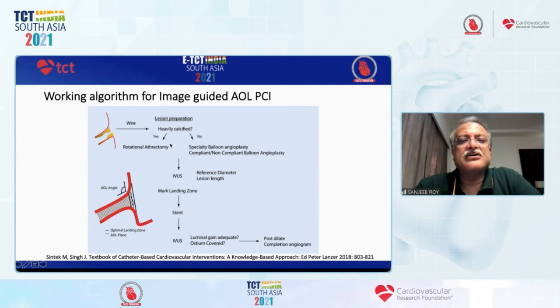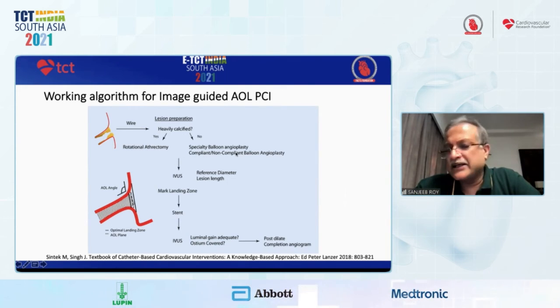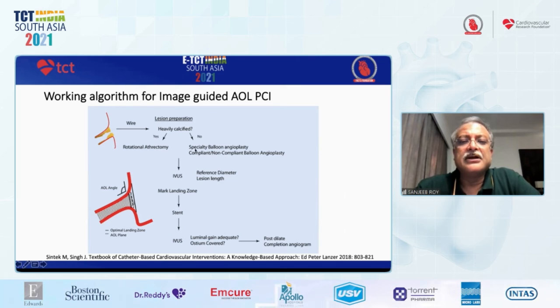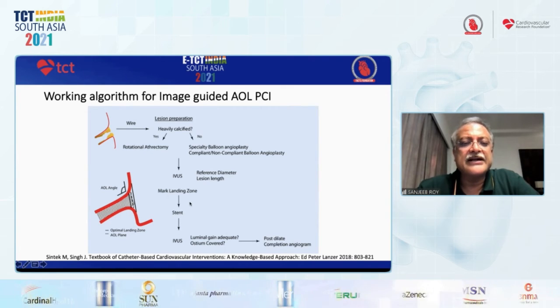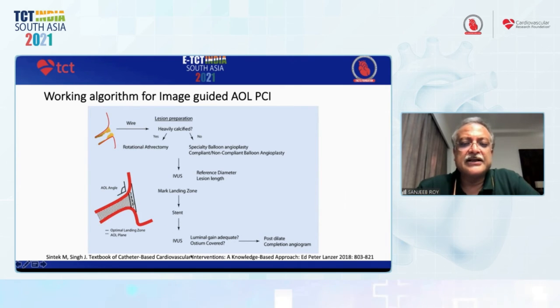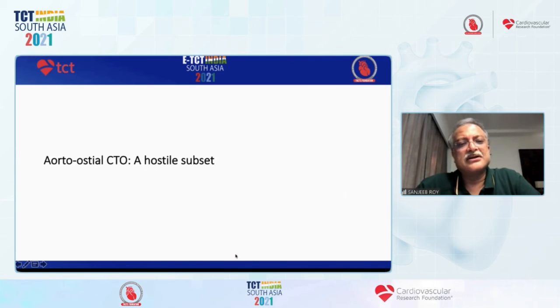So the working algorithm is, once we wire, we ideally should look at whether the lesion is calcified or not. If it is heavily calcified, we need a rotational atherectomy. If not, we need a specialty balloon like cutting balloon, or either Flextome or Wolverine, or sometimes non-compliant balloon. Once we do that, we must image, look at the reference diameter, look at the length, mark the landing zones. As I said, this is the aorto-ostial plane. We just need to protrude 1 millimeter beyond that. We stent it, do an imaging again, and post-dilate to have optimal results.